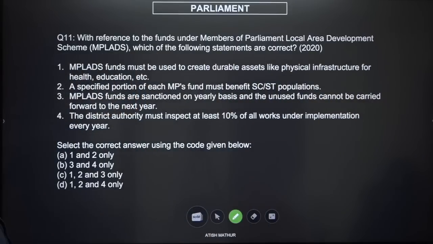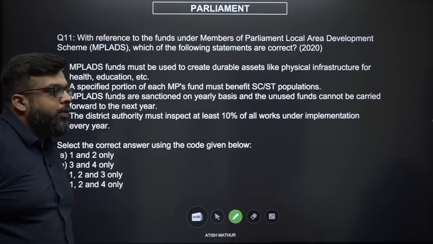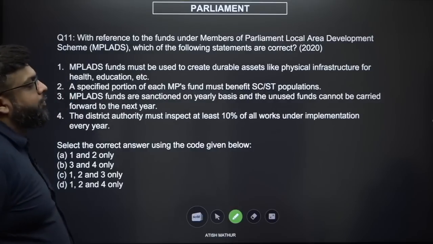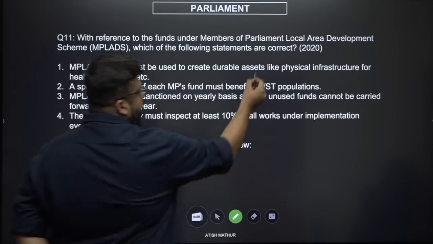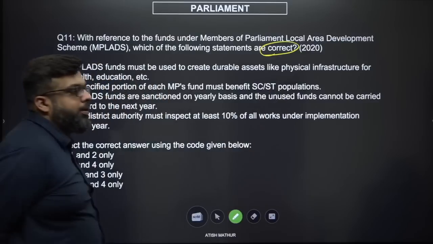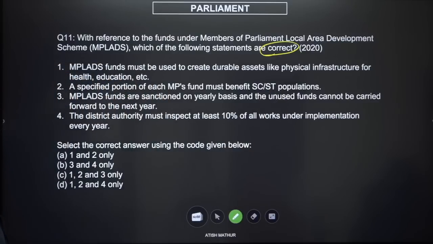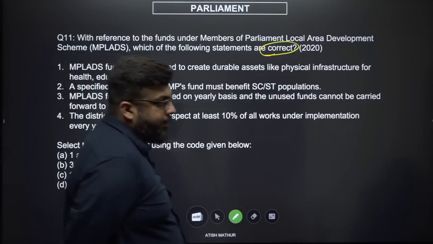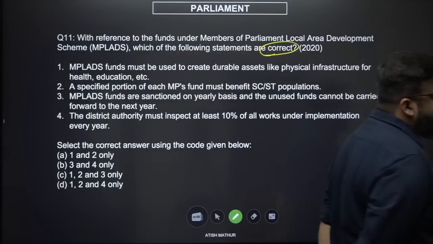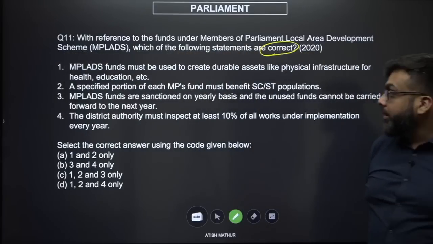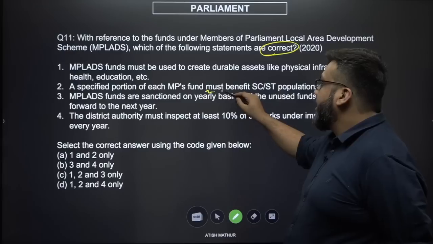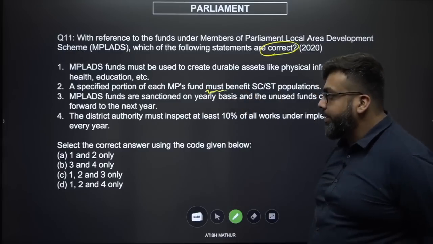With reference to the funds under the Member of Parliament Local Area Development Scheme, which of the following statements are correct? We must always circle what is correct. MP-led funds must be used to create durable assets such as physical infrastructure for health, education, etc. A specified portion of each MP's fund must benefit scheduled caste, scheduled tribe populations.